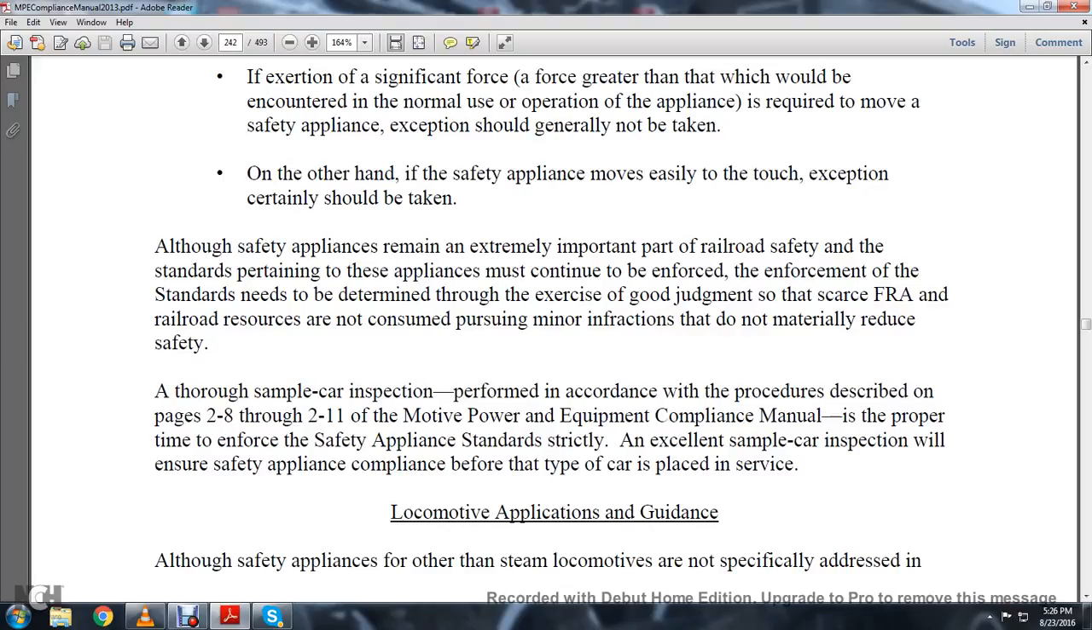safety appliances remain extremely important to railroad safety, and the standard protective of the appliance must continue to be enforced. Enforcement of the standards needs to be determined with the exercise of good judgment so that scarce FRA and railroad resources are not consumed in pursuing minor infractions that do not materially reduce safety.